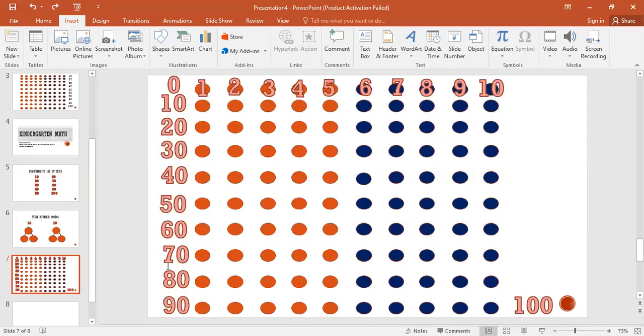So let's jump down and do a practice one. Let's go to 70 right here, 70. 70 is a group of 7 tens. Let's count all the way up to 80. We're going to count the ones in 70. You ready? 71, 72, 73, 74, 75, 76, 77, 78, 79, 80. Great job.